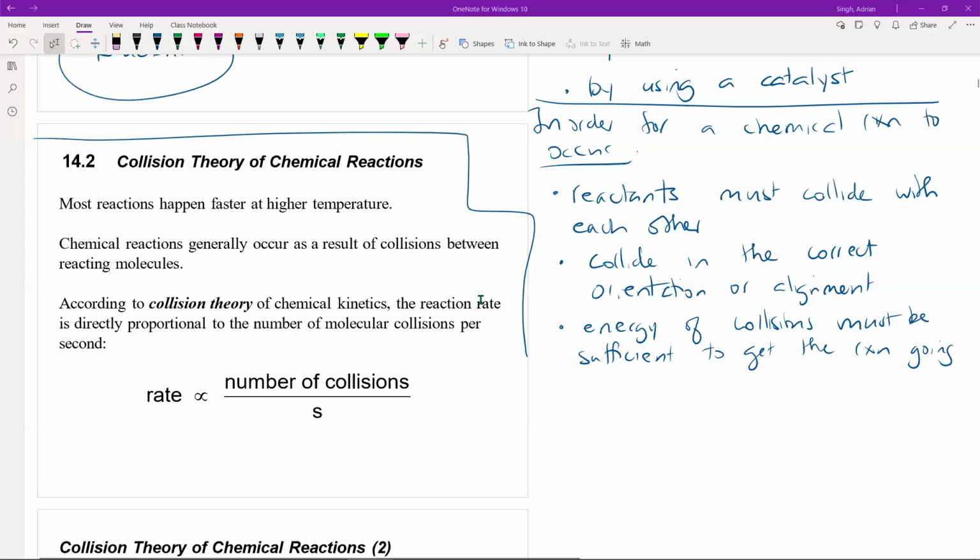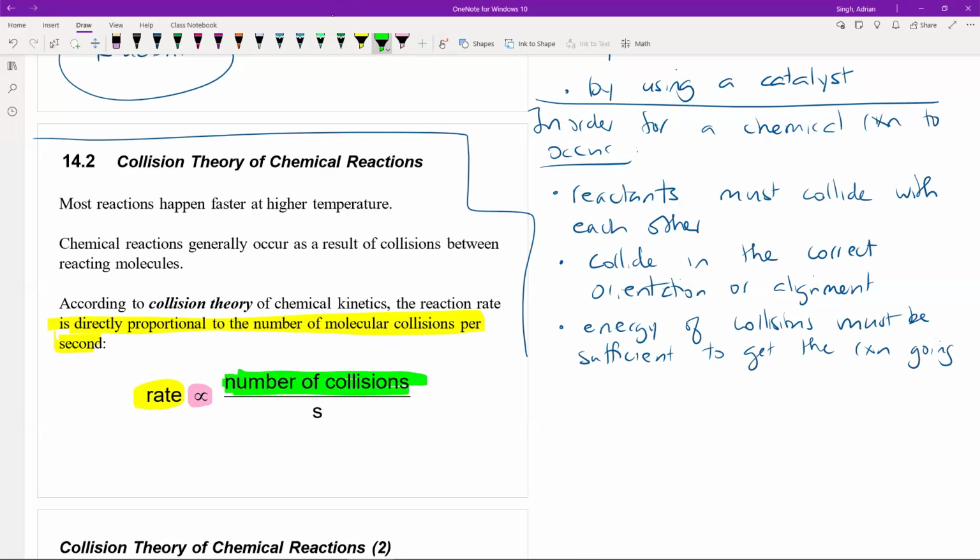So according to this collision theory of chemical kinetics, we know that the reaction rate, or the rate of a chemical reaction, is directly proportional to the number of molecular collisions per unit time. So we can represent that with a simple relationship. You can see that the rate or the speed of a chemical reaction, we have a proportionality symbol, that means proportional to, and then we have the number of collisions per second.